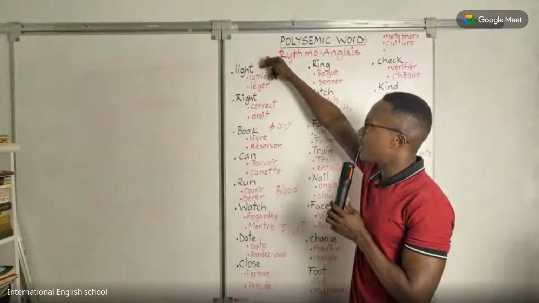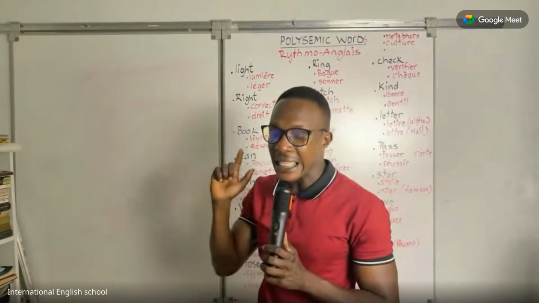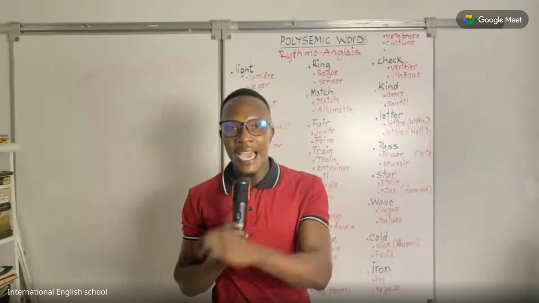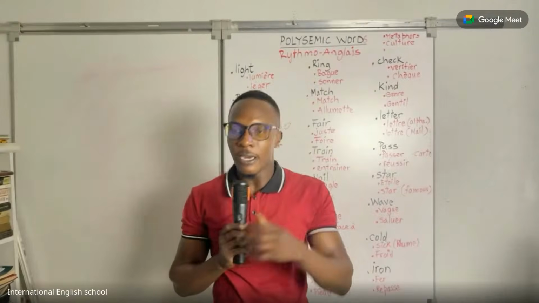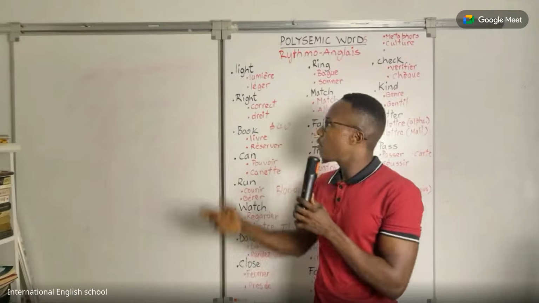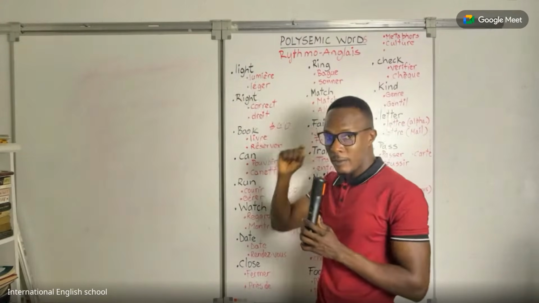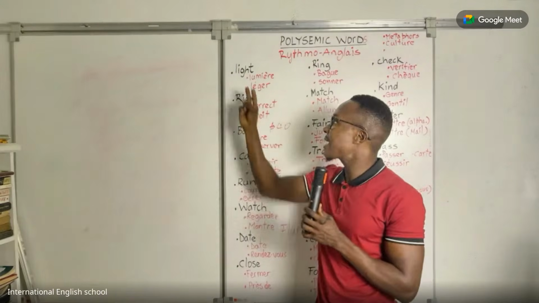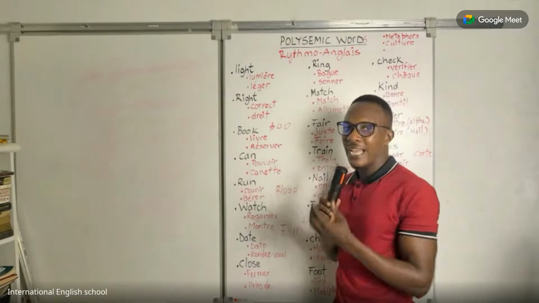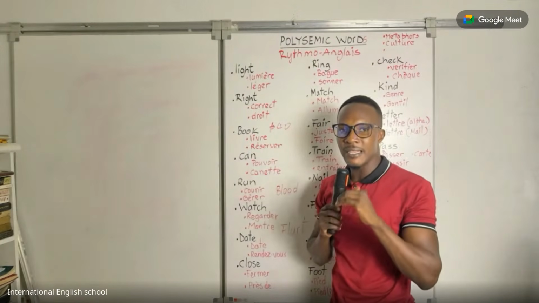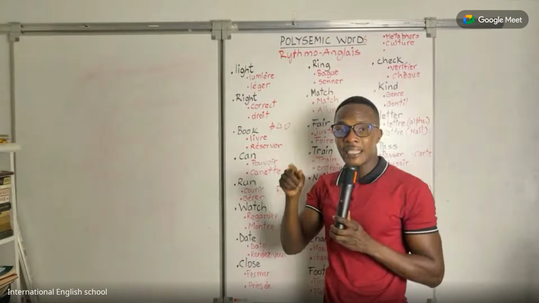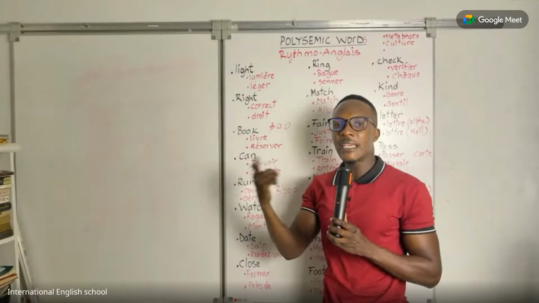Let's consider the first one here: light. Light can be a noun, and light can also be an adjective to describe a noun. When it comes to the noun light, remember the same exact pronunciation and the same spelling, but they are not the same word. It depends on the sentence in which it is found. So here we say the light is on. The light is on.